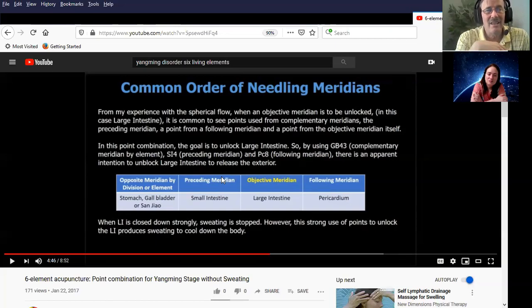The fluids of kidney cannot flow into lung because that flow of the river has been stopped. Kidney cannot flow into lung on the cooling side of the sphere. This is a little advanced. Are you staying with me on this, Daniela? Yes, I'm getting it. Yes. Wow. Awesome. Okay. So I'm reading at the bottom, when large intestine is closed down strongly, sweating is stopped. However, the strong use of points to unlock the large intestine produces sweating to cool down the body.